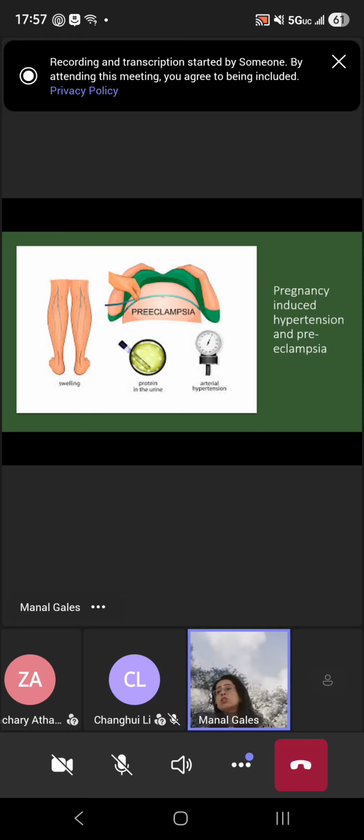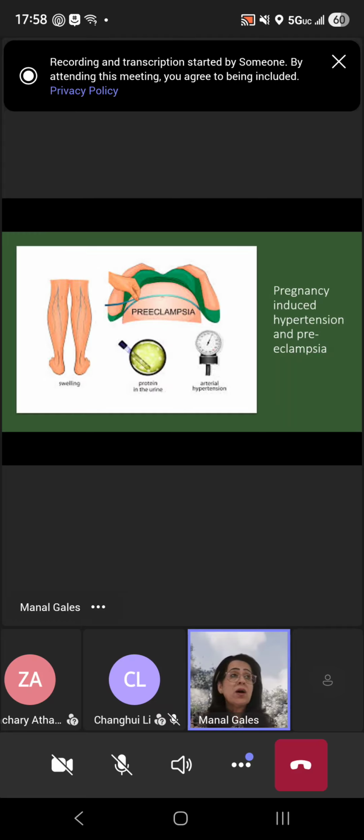Okay. One more question. If she's 18 weeks gestation, not 24 weeks, 18 weeks, and she has hypertension, what is the diagnosis?